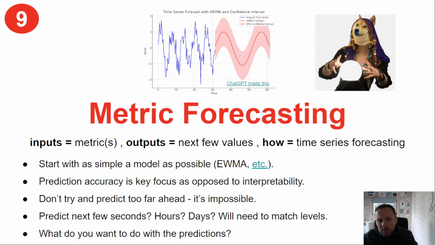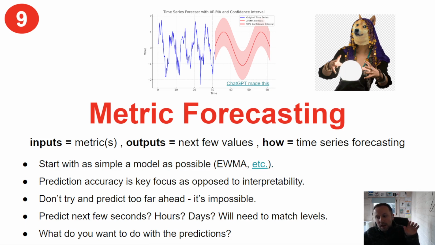So people sometimes get a little bit carried away with this metric forecasting. It's still a valid use case, but you have to be clear in advance about what you want to do with these predictions. What's the time frame I'm interested in, and how am I going to use these predictions? And obviously the main thing here is to start as simple as possible. Literally start with the dumbest model you can use, which oftentimes is some sort of rolling average or moving average. There are slightly more fancy versions you can use, like exponentially weighted moving average.